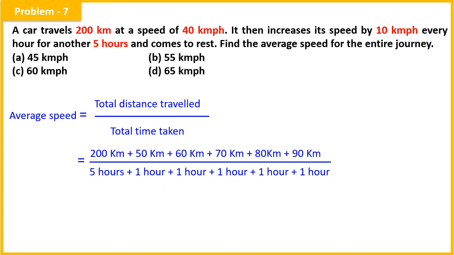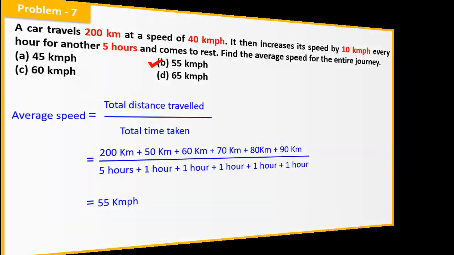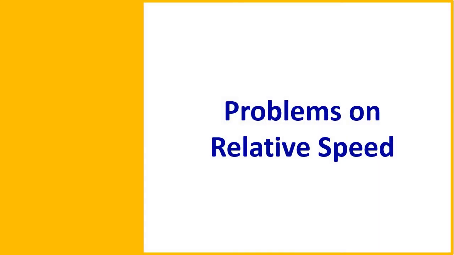So if we take this ratio of total distance traveled divided by total time taken, it is equal to 55 km per hour as the average speed. Option B is the right answer. Now let us understand the concept of relative speed in this topic. This is a very important part of time and distance.